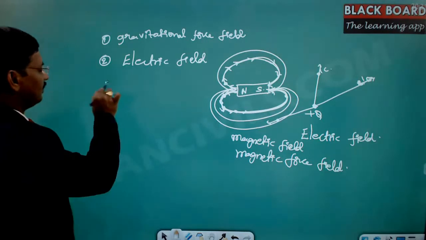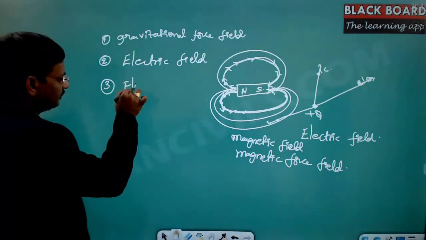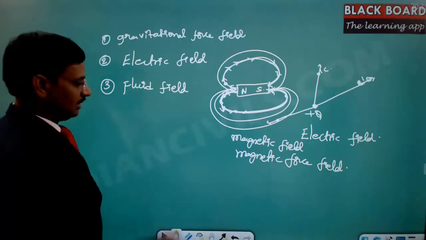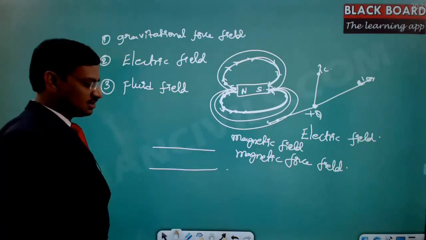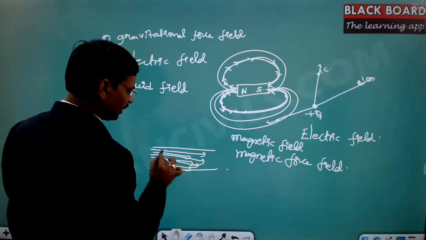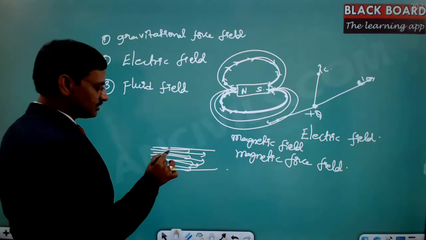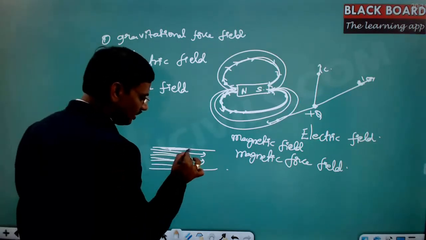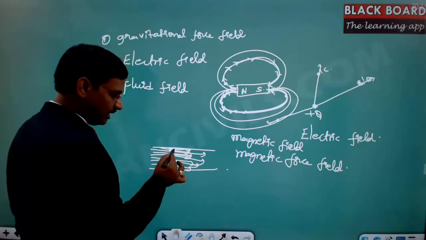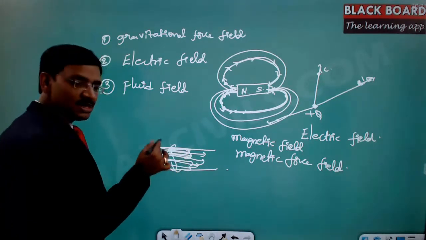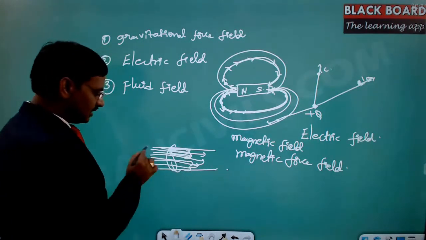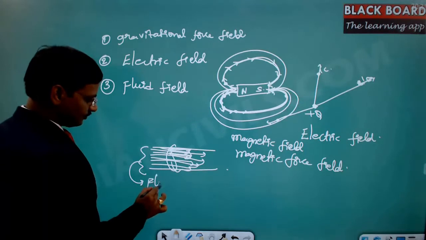And another, the third one, is the fluid field. Suppose, let us say, there is a pipe. In this pipe, the water is continuously moving like this. Now here, if you try to trace any one particle, the force experienced by that particle will move the particle in this particular direction. So at every point in this entire scenario, there is a force acting on a particle if it is present there, and it will try to move it. And this field is called the fluid field.